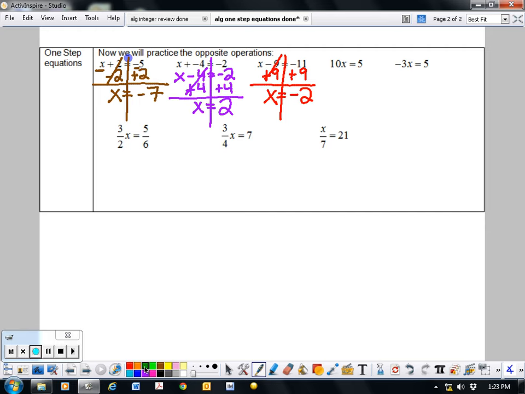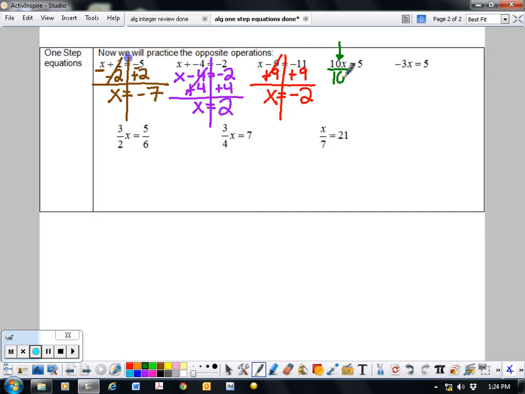Okay, so our next problem jumps right into the more complicated stuff. So the first thing I have is, what in the world is going on right here? I have a 10 right next to an x. And what that indicates is multiplication. I have a positive 10 times x because there's nothing in between it. That indicates multiplication. So to undo multiplication, I would have to divide.